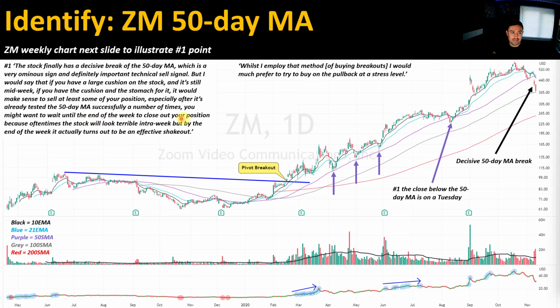You might want to wait until the end of the week to close out your position, because oftentimes the stock will look terrible intra-week, but by the end of the week it actually turns out to be an effective shakeout.